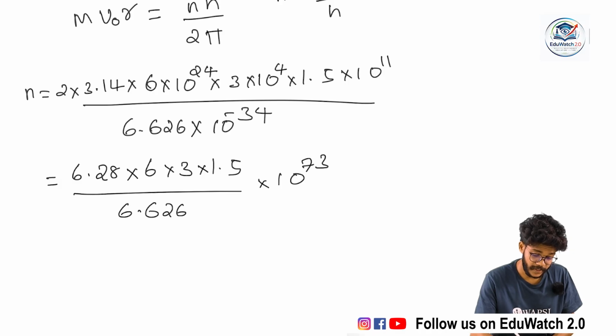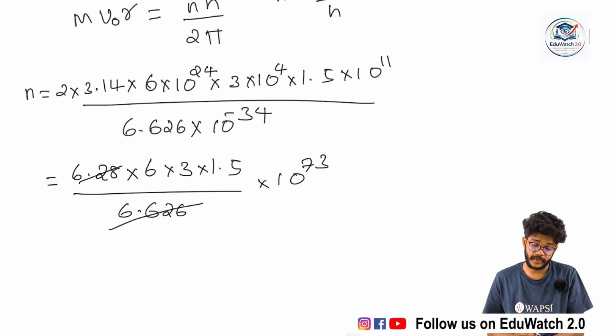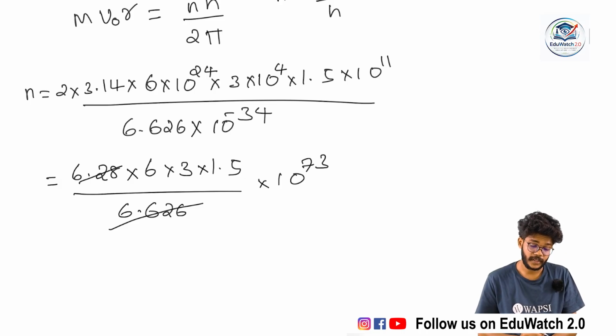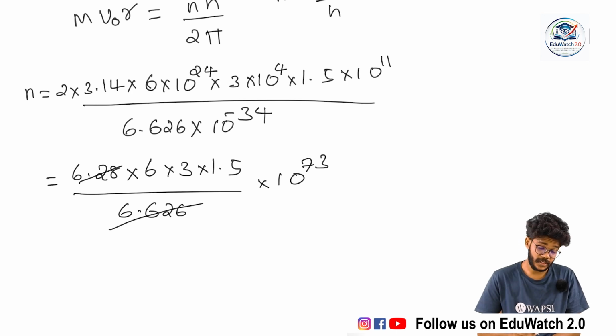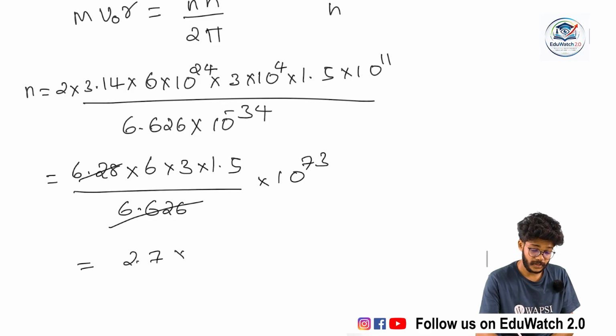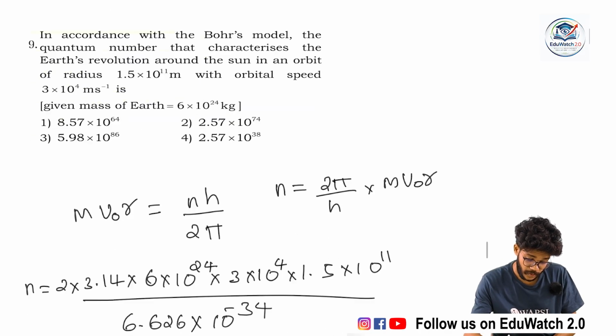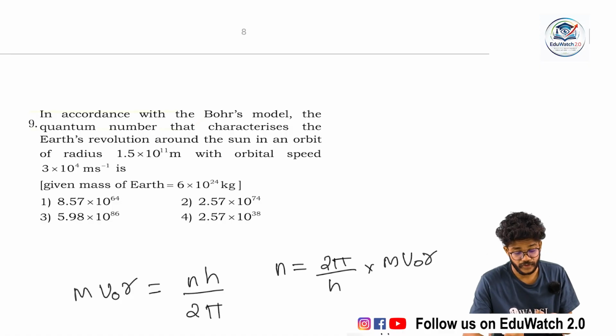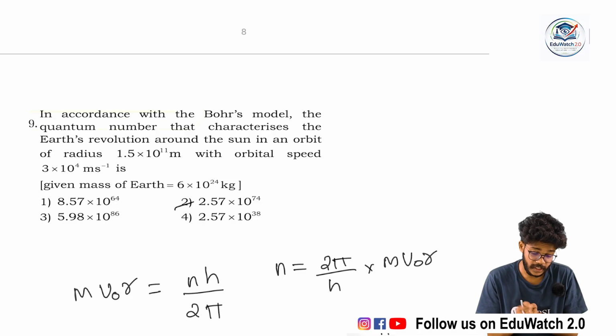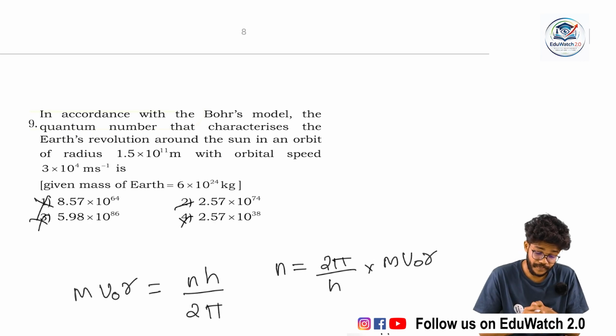Approximately, 3 into 1.5 is 4.5, and 4.5 into 6 is approximately 27, so 2.7 into 10 raised to 74 is the approximated value. Actually it is 2.57 into 10 raised to 74. So option 2 is the correct answer because it has a power of 10 raised to 74, and the other options have powers too far from 10 raised to 74. So we can cut all the other options. Option 2 is the correct answer.